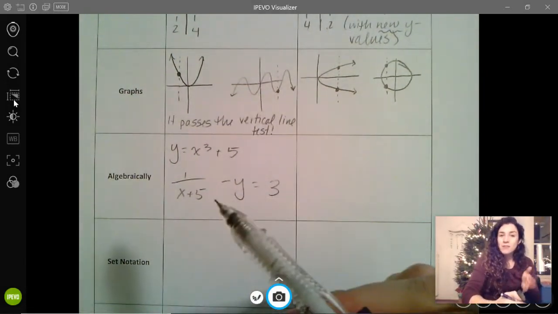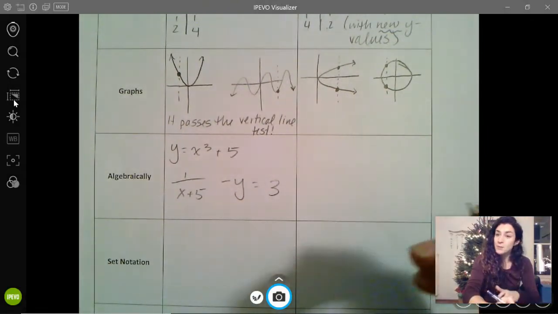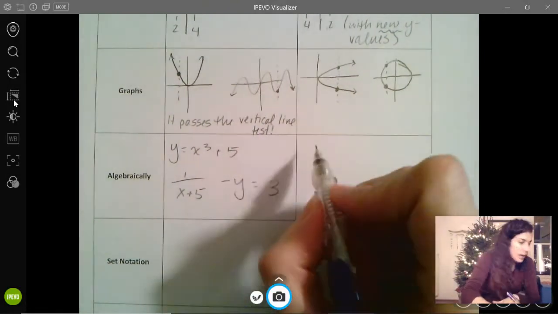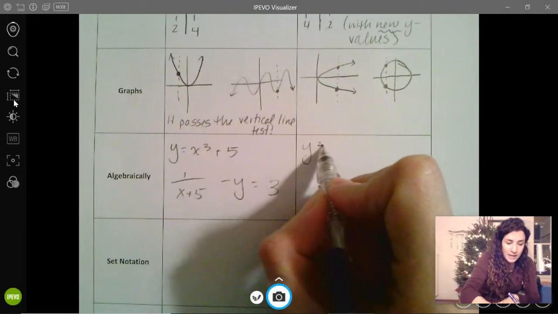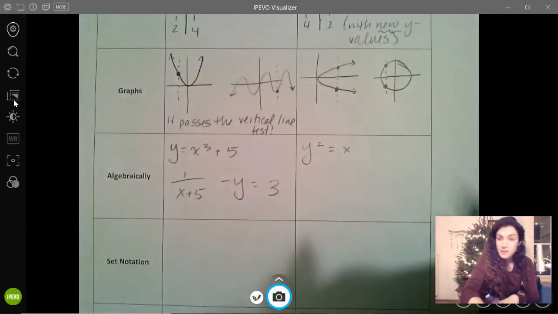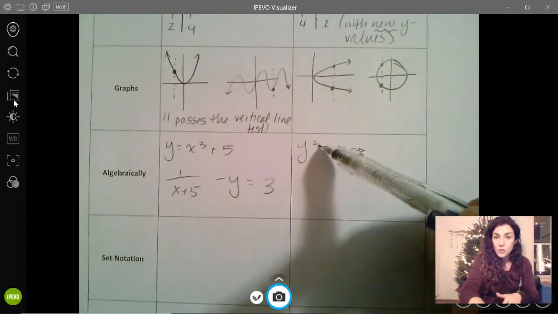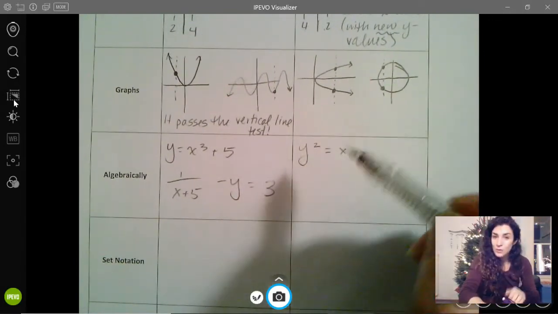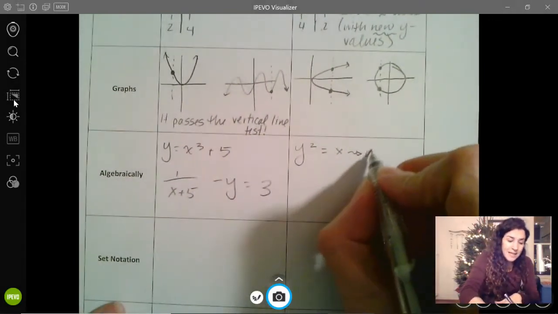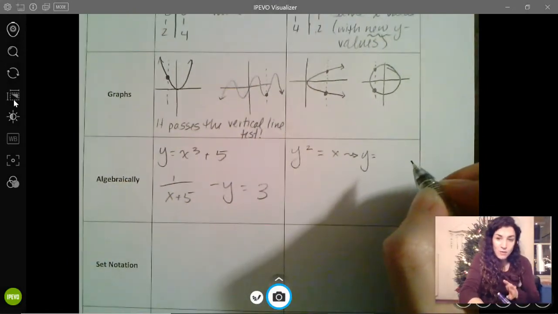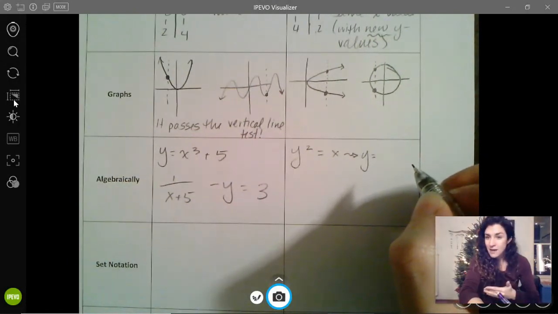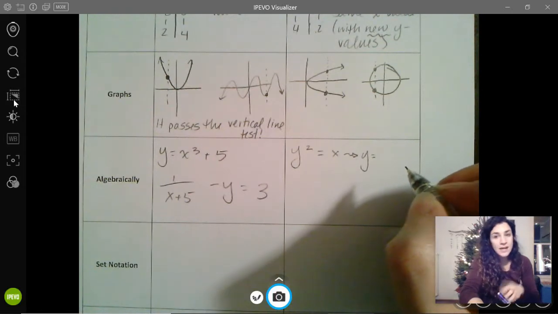Before I tell you why they're functions, I'm going to first tell you why something would not be a function. So when we have something like y squared equals x, when we try to solve for y, we would undo the square. In order to undo a square, we take the square root. So we take the square root of both sides. And remember that when we take the square root of a number, it's not just the positive value of it, it's the positive or the negative value.